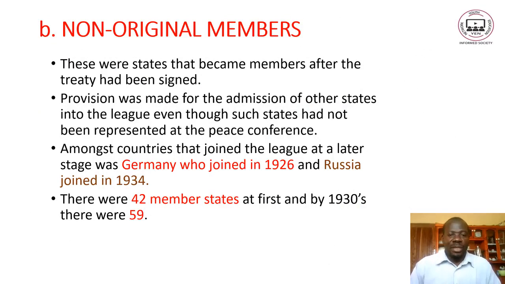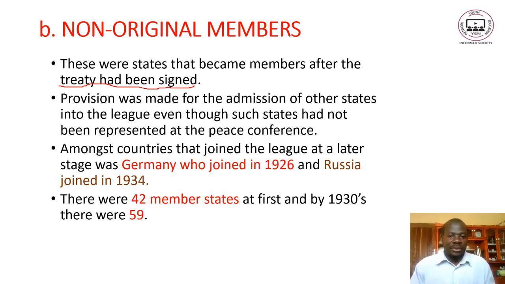And part B, it was the non-original members. So these ones, they became members after the treaty had been signed. So all those that joined later after the League, the treaty was signed. We mean the Versailles Treaty here. After that treaty was signed, those members who joined this grouping were non-original members.